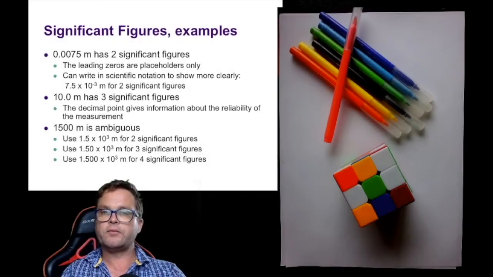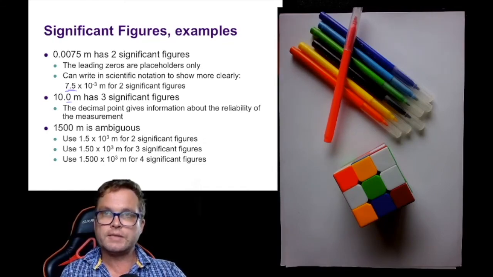If you write 0.75 in scientific notation, then you can see we get 7.5 times 10 to the minus 3, which has two significant figures. 10.0, in this case the zeros are significant. The decimal point gives information about the reliability of the measurement. This final zero here is telling us that the measurement was 10.0 meters as opposed to 10.1 meters or 10.2 meters or something else. Whereas in this case, these leading zeros aren't significant.